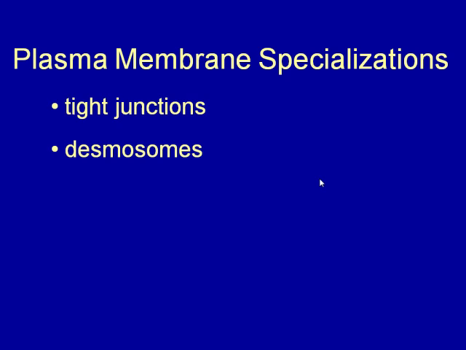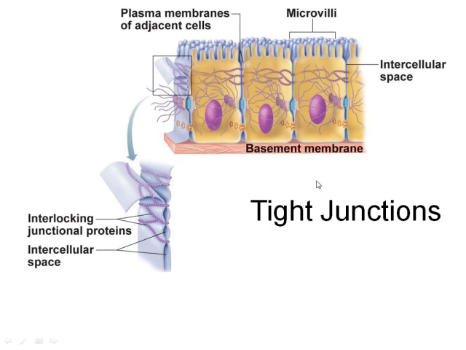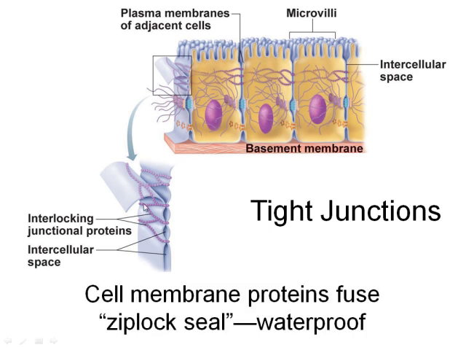There are four specializations of the plasma membrane: tight junctions, desmosomes, gap junctions, and microvilli, and each has a special function. Tight junctions are found when we have these interlocking proteins between cells that hold the cells together very tightly. You see them up here, the interlocking proteins. They make almost a Ziploc seal. And we find these kinds of junctions between cells whenever we need a waterproof barrier. Things can't get in between these cells if they've got tight junctions.